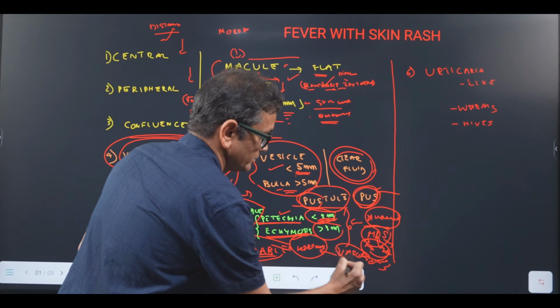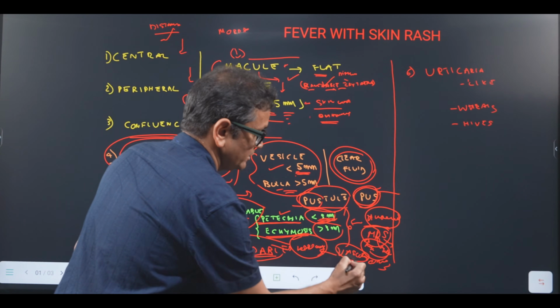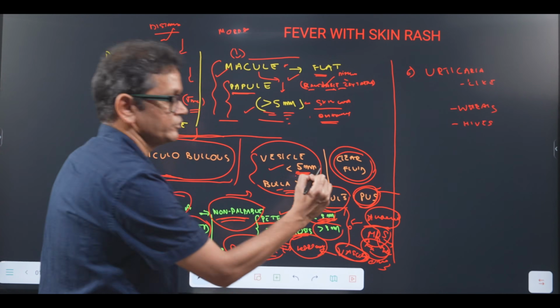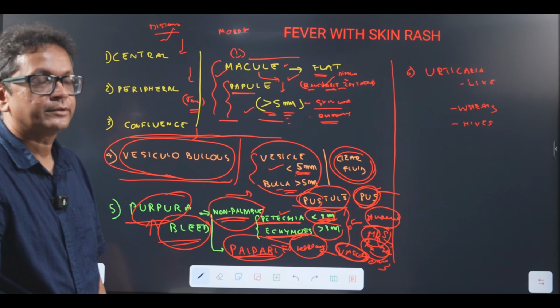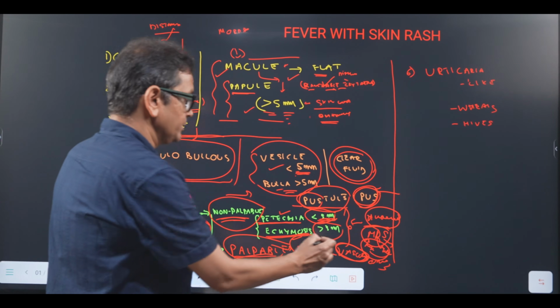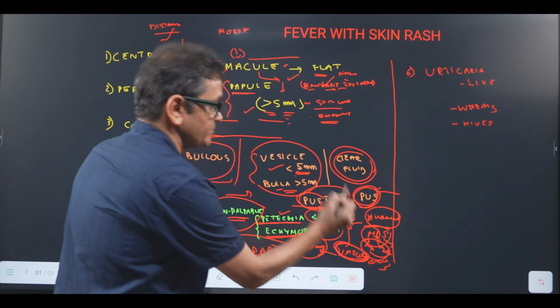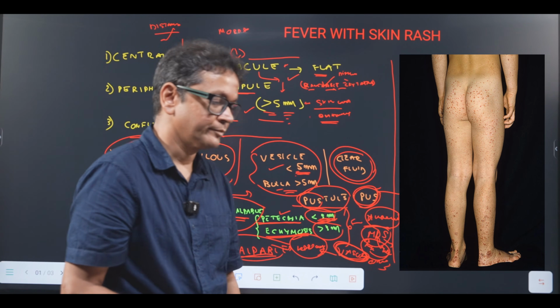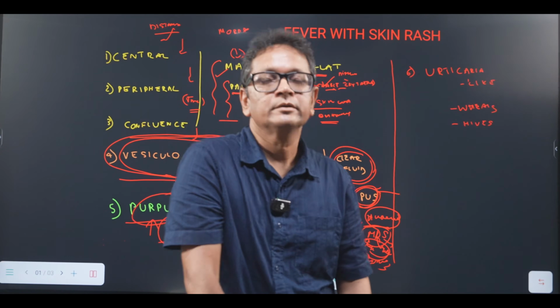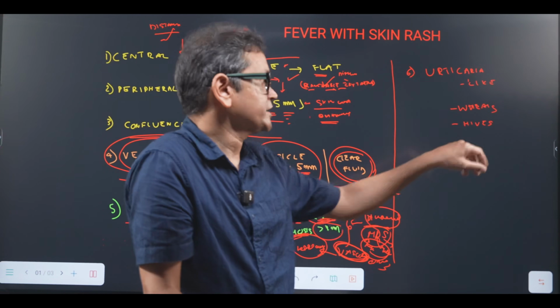The common umbrella term for such things is known as vasculitis. Vasculitis means blood vessel inflammation. Inflammation can be because of infections or because of autoimmunity per se. So, like Henoch-Schönlein purpura, HSP, those kinds of things that you can see in this image. Okay. Shall we go to the next point?